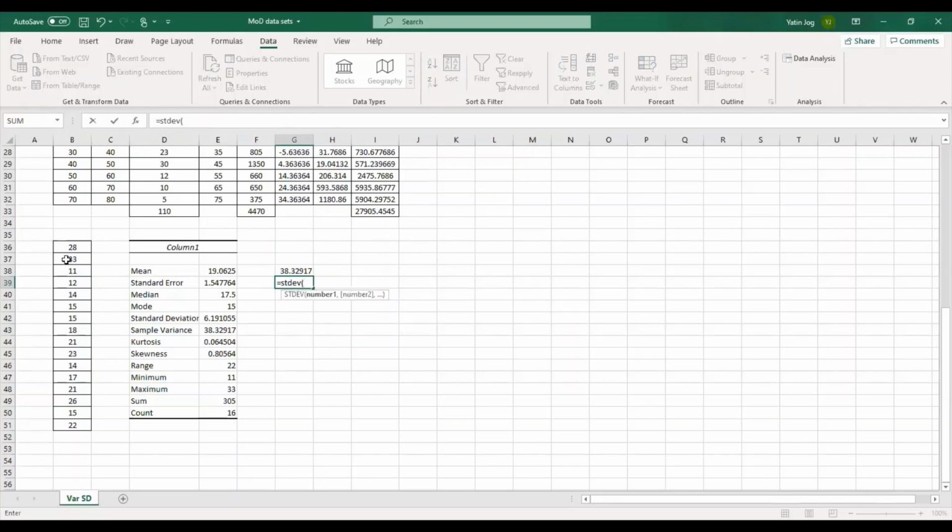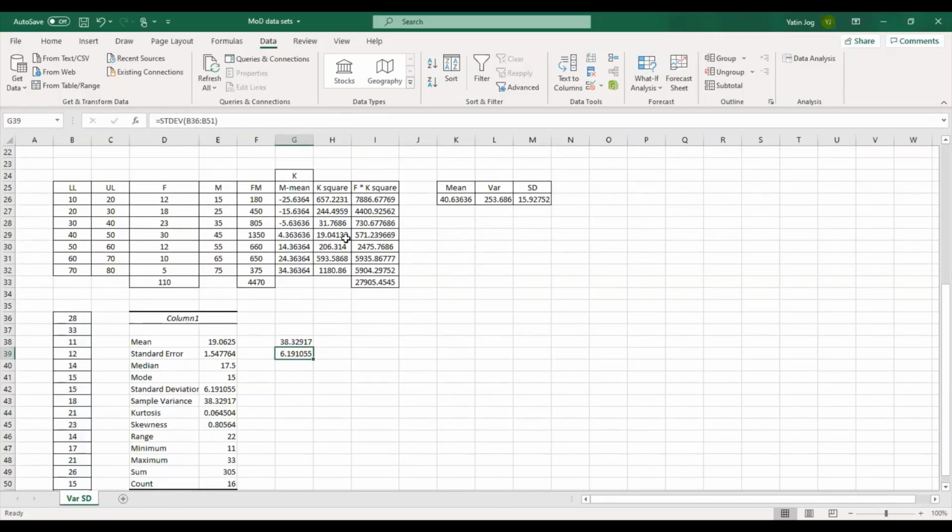So again, for standard deviation, I will select all the values in my data set, and that will give me the standard deviation value. So the same standard deviation and variance we can get using the direct formula. STDEV is the formula for standard deviation, and VAR is the formula for variance. So these are the two methods using which you can calculate variance and standard deviation in Excel for ungrouped data. And for grouped data, there is no other option. You have to go for all these calculations, and you have to calculate variance and standard deviation.